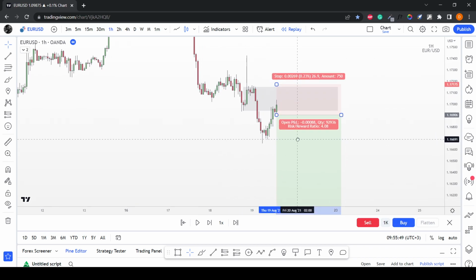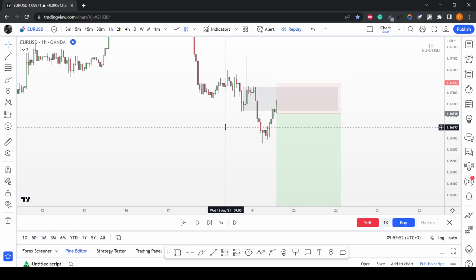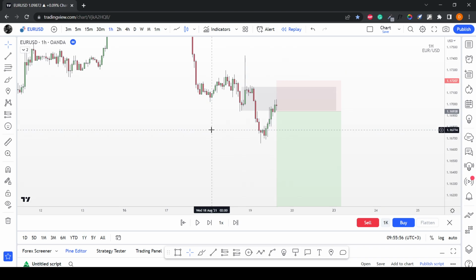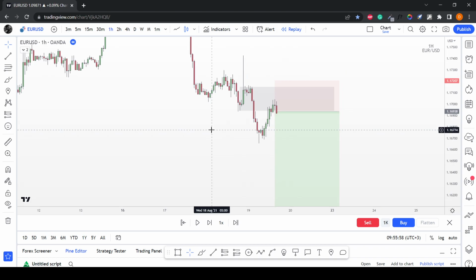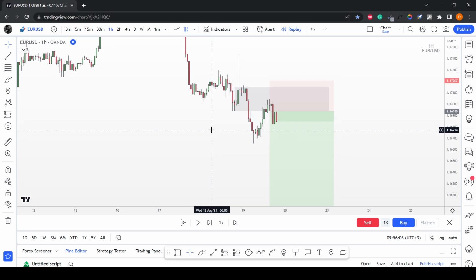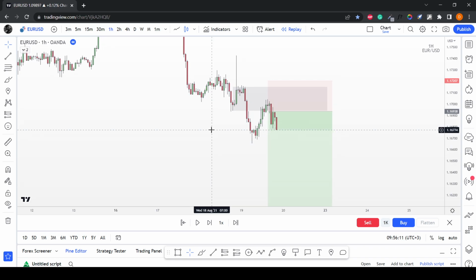So no, so moving a bit higher. Nope, a bit higher. Okay, so we are tagged in, but continuing this up move. So let's just see what happens. So we have a break to the downside. Now we just need to manage.